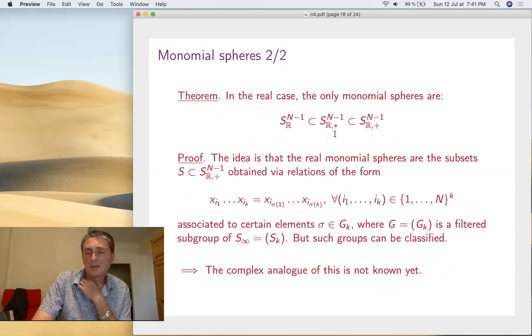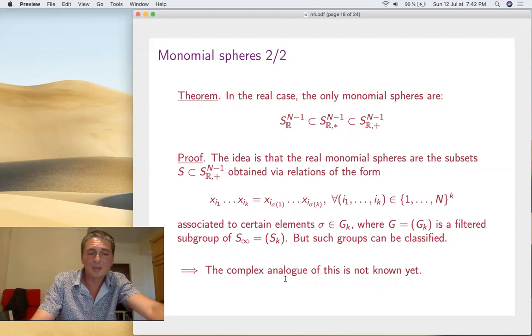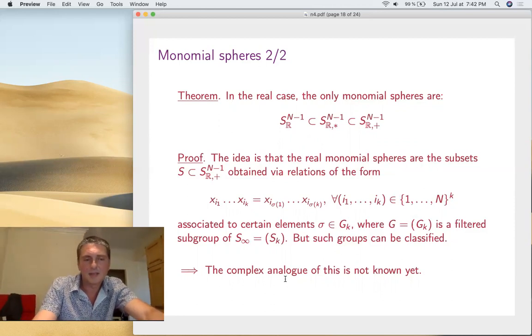So the idea is that the permutations which appear, well, if you do a bit of combinatorics, it must be actually a subgroup of S infinity, which is an addition filter. Somehow there's a tensor operation on it. And you do some algebra to classify these things. So in the real case, we're done. Now, in the complex case, this is not known yet. I mean, it would be very nice to have a result stating that the 9 spheres that we have are the only monomial ones. But this is something that we don't know.